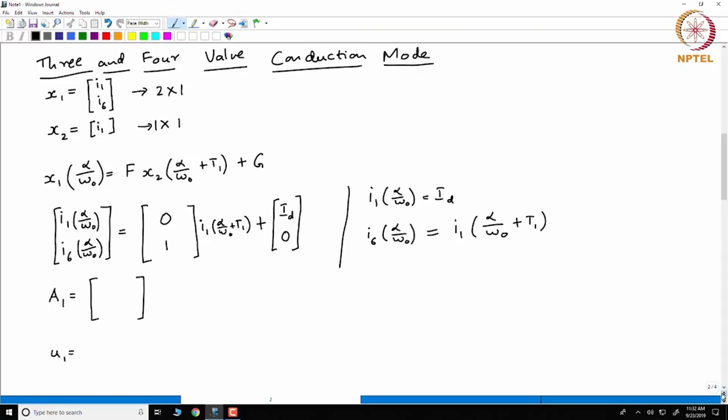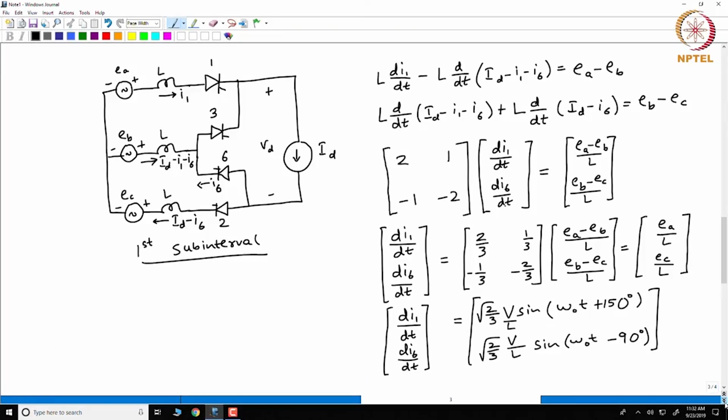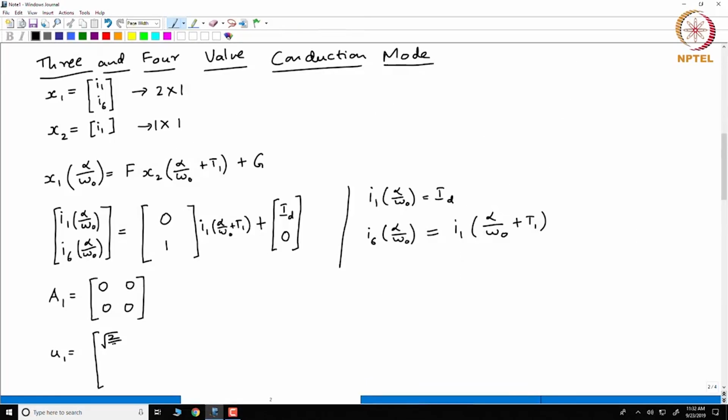What is A1? So let us go back to the preview. What is A1? It's a zero matrix. It is 0, 0, 0, 0. And U1 is what is there on the right hand side of the equation that we derived. So it is root 2 by 3 V by L sine omega ot plus 150 degrees, root 2 by 3 V by L sine omega ot minus 90 degrees. So this is U1.